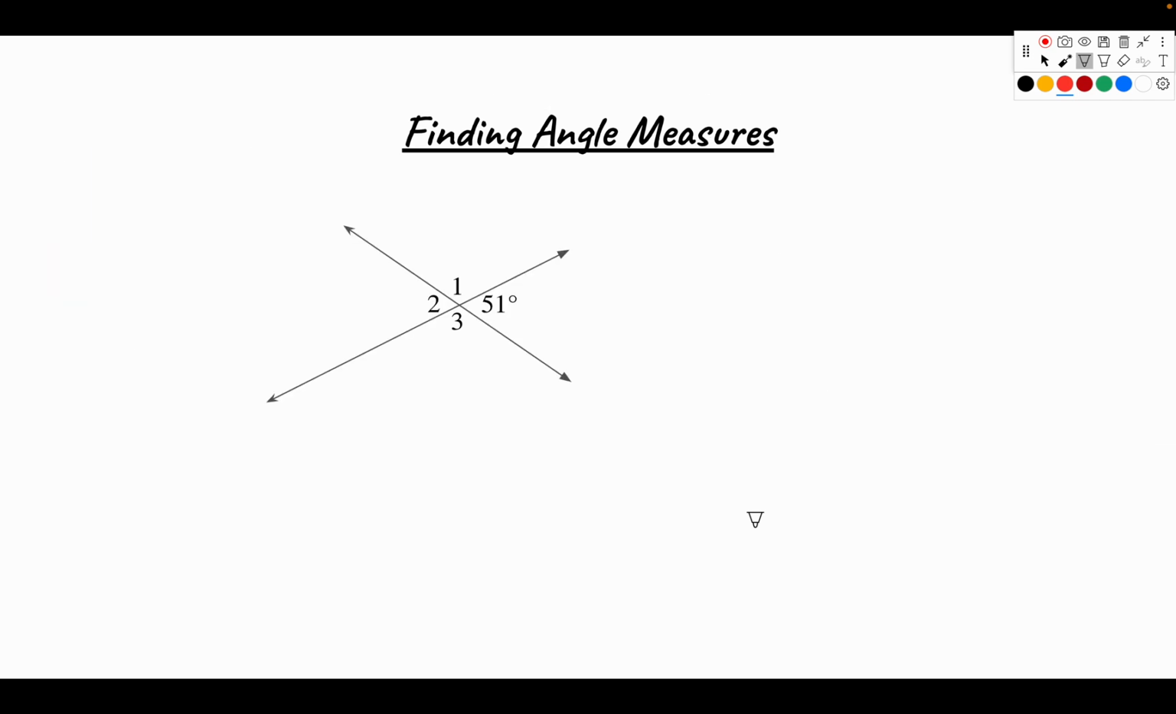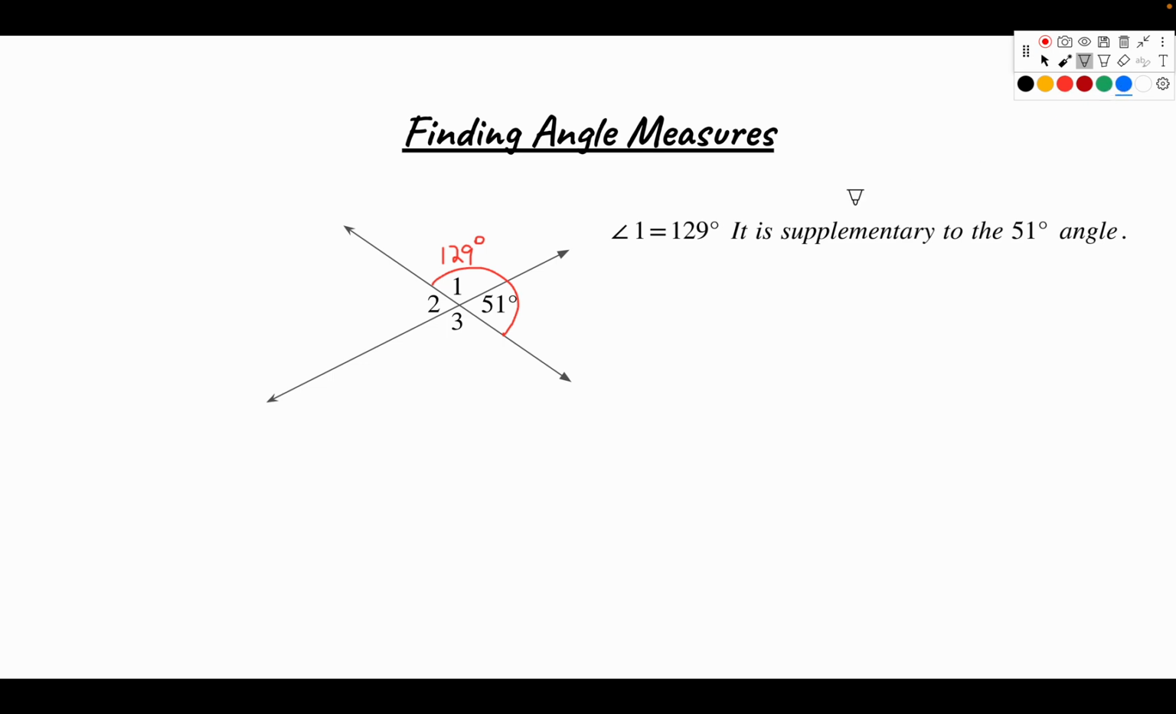Our final example is we have two lines that cross, and we have three angles we need to find. Let's start with angle 1. I notice that looks like my linear pair, my supplementary angle. So angle 1 plus 51 is going to equal 180. If I take 180 and subtract 51, I would get 129 degrees. So angle 1 is 129 degrees.